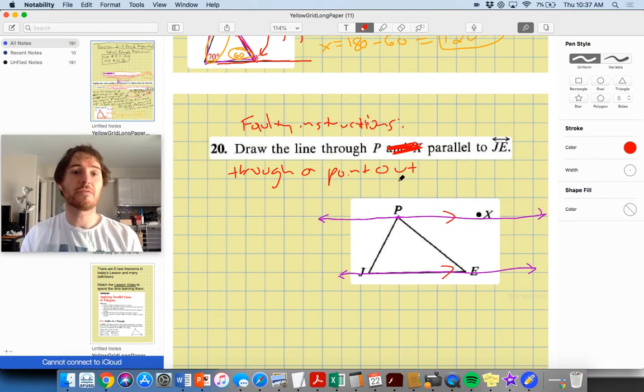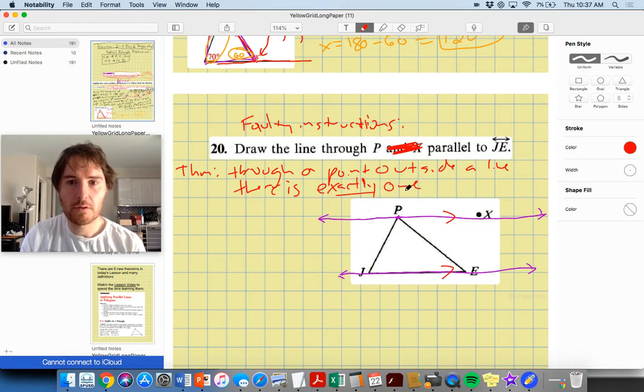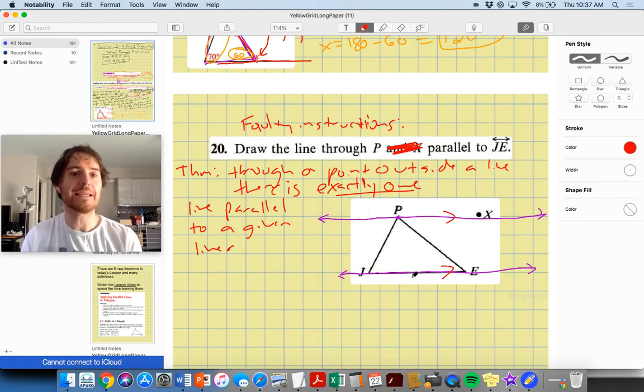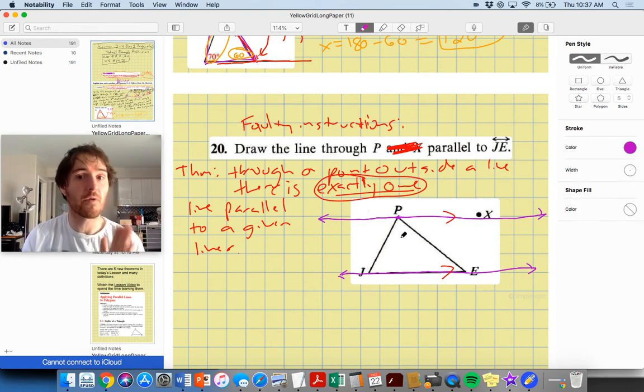So I would say to this that we have a theorem: through a point outside a line, there is exactly one line parallel to a given line. We have that as a theorem. So that means that we know that this parallel through P, that's parallel to JE, exists and it is unique because we have this exactly one statement in here. So it exists and we know there's not going to be more than one, not more than this one line.